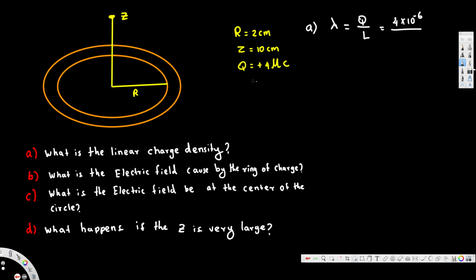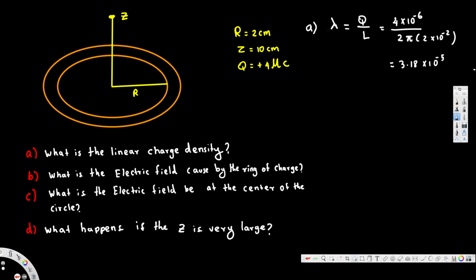But for a circle, the length of charge is going to be the circumference, and circumference is 2 pi r. In our case, this is 2 pi capital R, and that's provided. So we can directly plug that one. 2 pi times r, which is 2 times 10 to the power of minus 2 if you convert into meter, and if you calculate this one, you will get 3.18 times 10 to the power of minus 5 coulombs per meter. Okay, this is the first part.